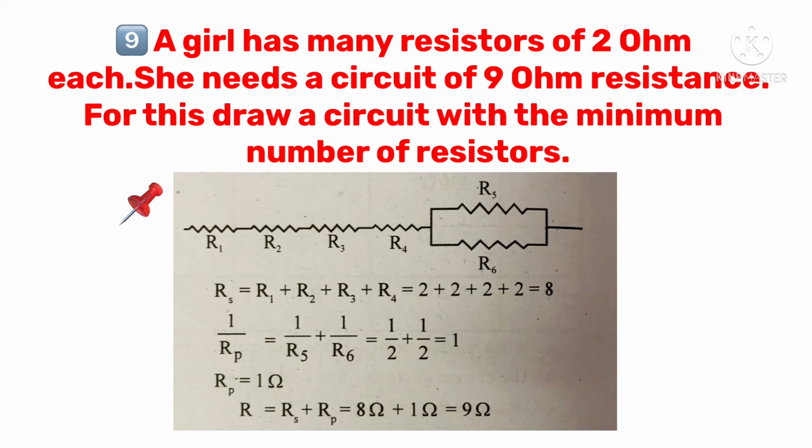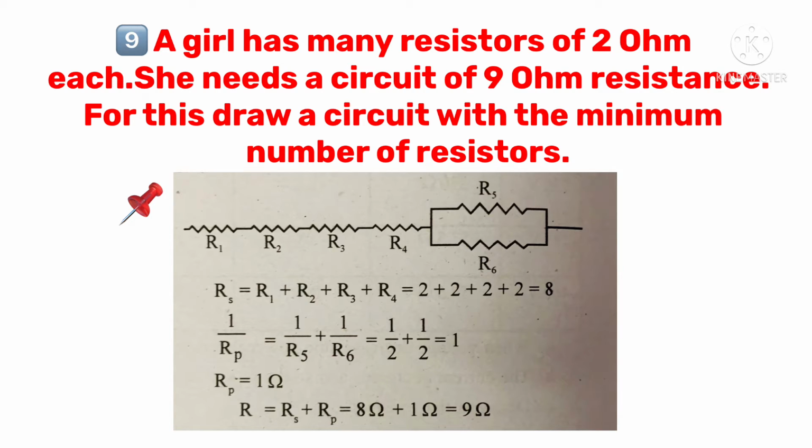Ninth question. A girl has many resistors of 2 ohm each. She needs a circuit of 9 ohm resistance. For this, draw a circuit with the minimum number of resistors. We can draw the circuit as shown in the picture. Here, 4 resistors are connected in series and 2 resistors are connected in parallel.